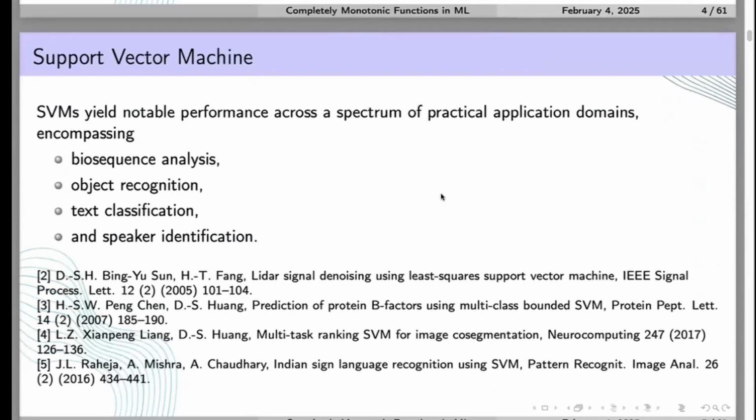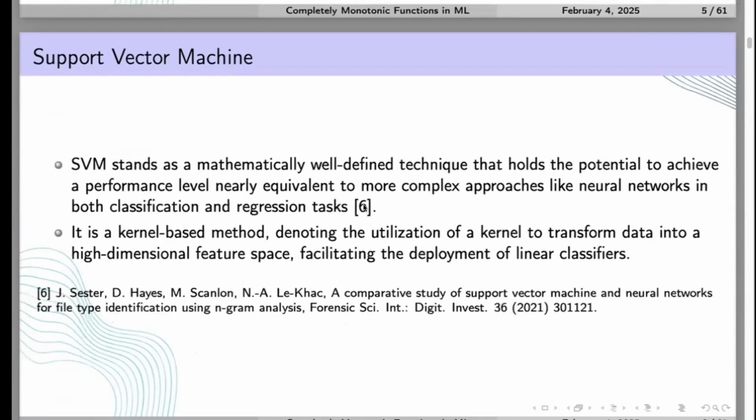SVMs are applied in many different practical domains like biosequence analysis, object recognition, text classification, and speaker identification. SVM stands as a mathematically well-defined technique that holds the potential to achieve a performance level nearly equivalent to more complex approaches like neural networks in both classification and regression tasks. It is a kernel-based method denoting the utilization of a kernel to transform data into a high-dimensional feature space, facilitating the deployment of linear classifiers.